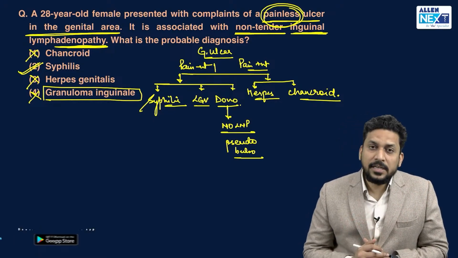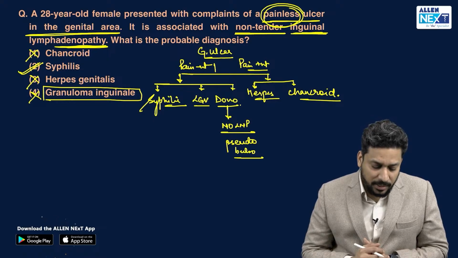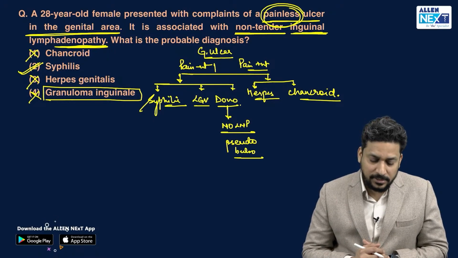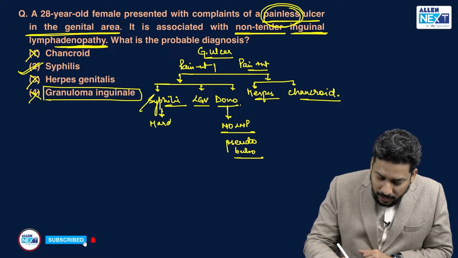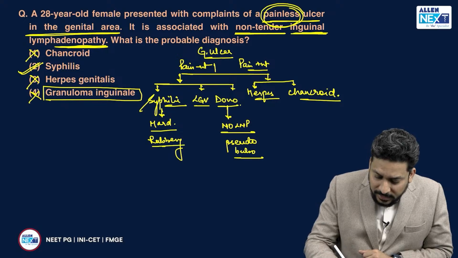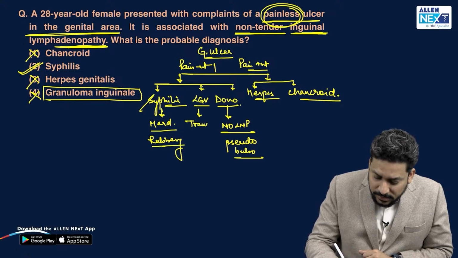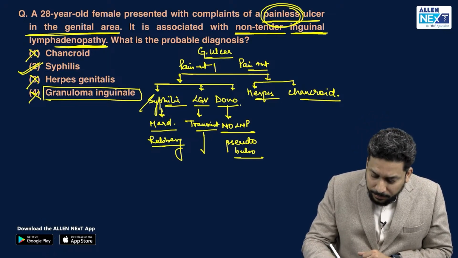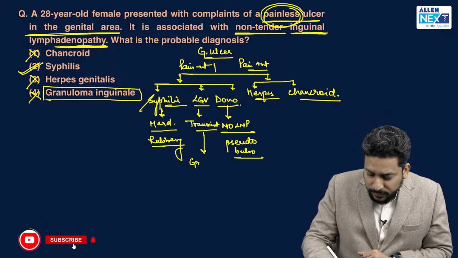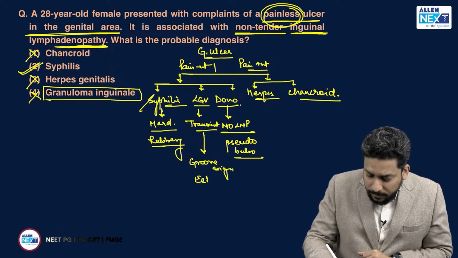So these are the points, and with the help of these you can reach the answer. The answer here will be syphilis. If you want, you can remember a few more points. Like I told you, in syphilis, hard genital ulcer and rubbery lymphadenopathy is seen. In LGV, transient genital ulcers are seen, and because they are transient for a short duration, the patient can develop late complications like groove sign and esthiomene.